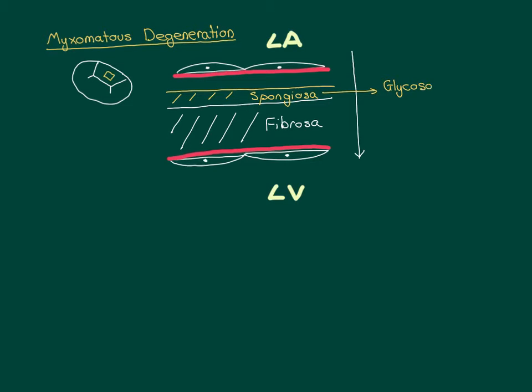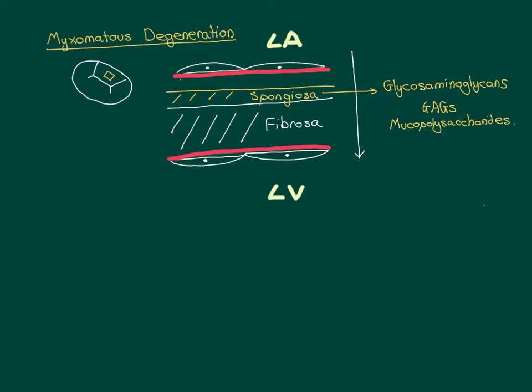Glycosaminoglycans, or GAGs for short. Alternatively, you can use that old name, which is to call them mucopolysaccharides, and it's actually going to be this layer, the spongiosa layer, that's going to become thicker in myxomatous degeneration, whilst the fibrosa is going to become degenerated, it's going to become less thick. And the myxomatous part of myxomatous degeneration refers to the fact that whilst you get degeneration of the fibrosa, you're going to get thickening of the spongiosa.